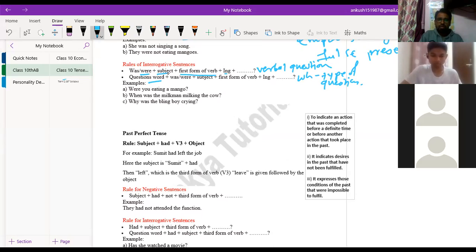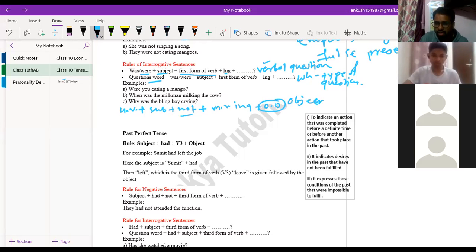See the structure: was, were plus subject plus first form of the main verb plus ing plus other words we can use over here. What if I have to make the negative interrogative sentence? What would I do here? Suppose you have to make the negative interrogative sentence, so the structure would be: helping verb, I am telling you about the verbal question, helping verb plus subject plus not. Understood? It will become negative, plus main verb ing form plus other words, or we may consider it as object.